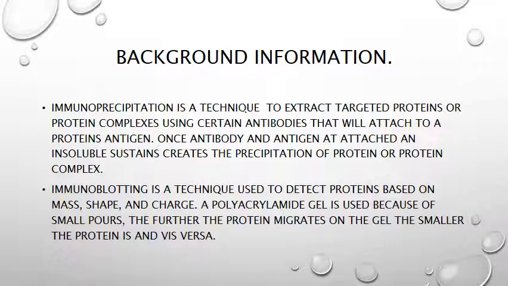Immunoblotting is a technique used to detect proteins based on their mass, shape, and charge. A polyacrylamide gel is used because of the small pores. The further the protein migrates down the gel, usually the smaller the protein is, and vice versa. Charge is also taken into account here because of most of the solutions that are used. The negative charge is towards the top, and the positively charged ones migrate further towards the bottom.